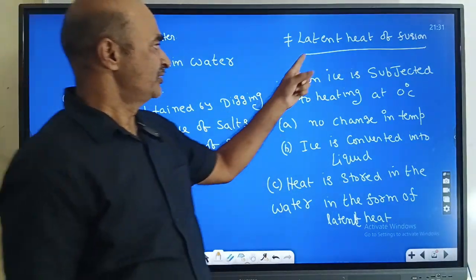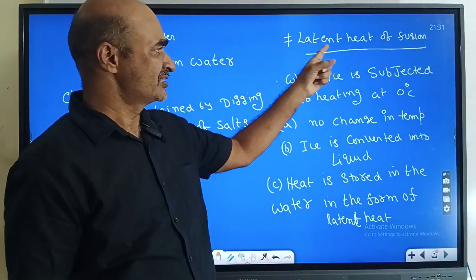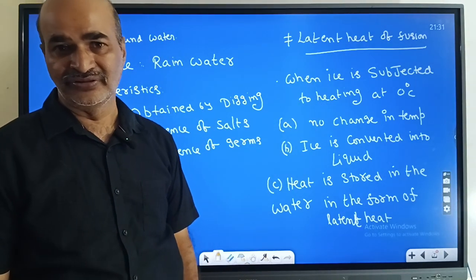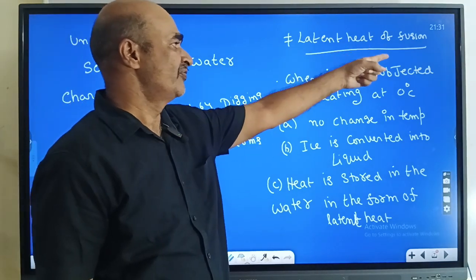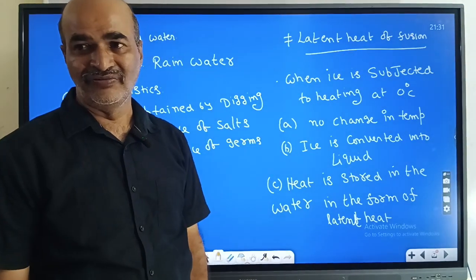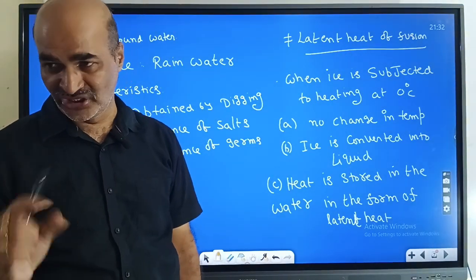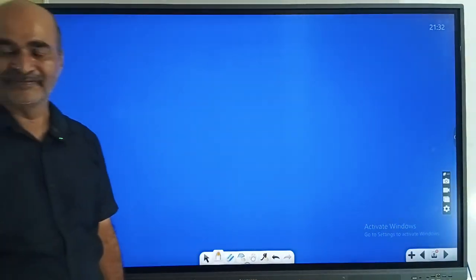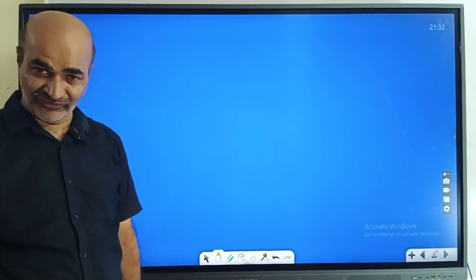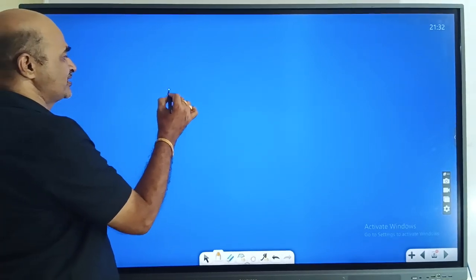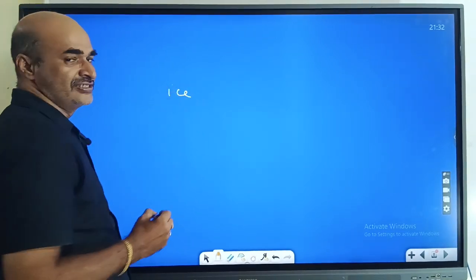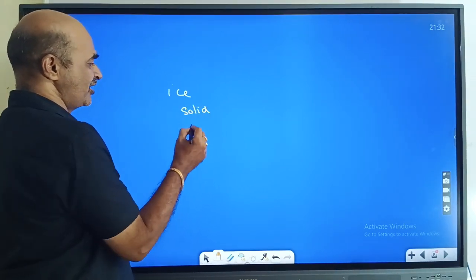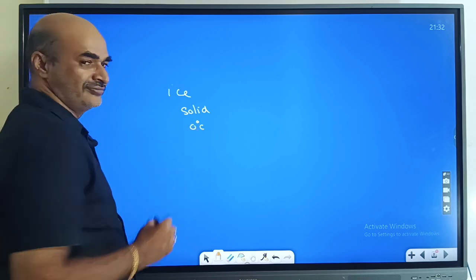Next, we are going to discuss latent heat of fusion. What is meant by latent heat of fusion? This is ice. Ice is a solid at 0 degree centigrade.